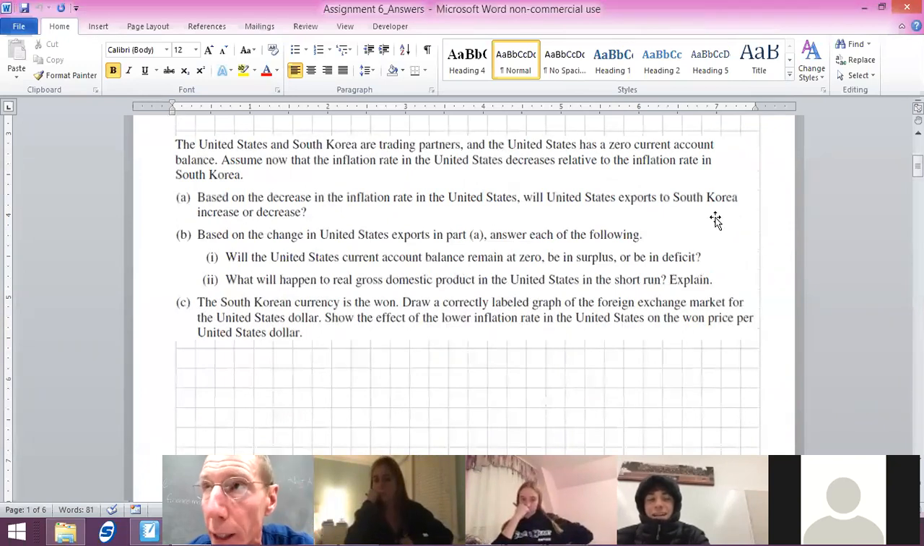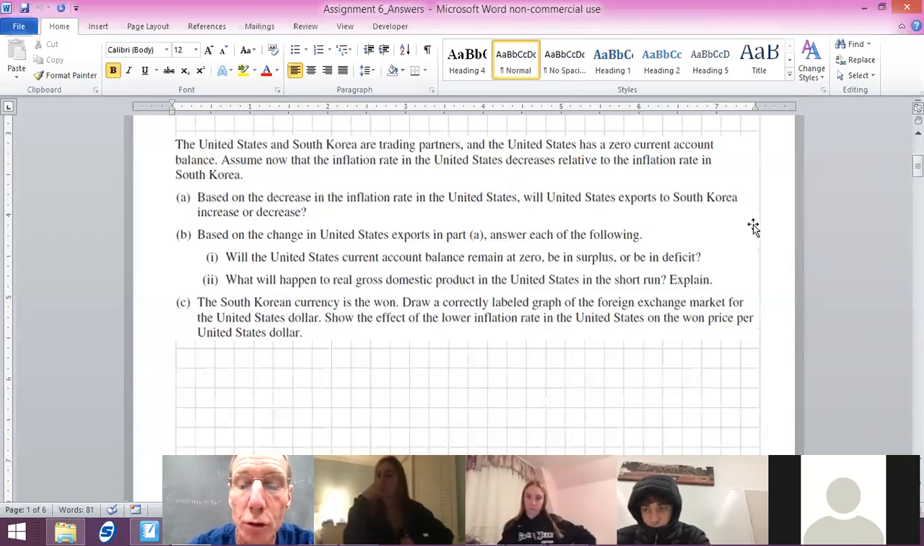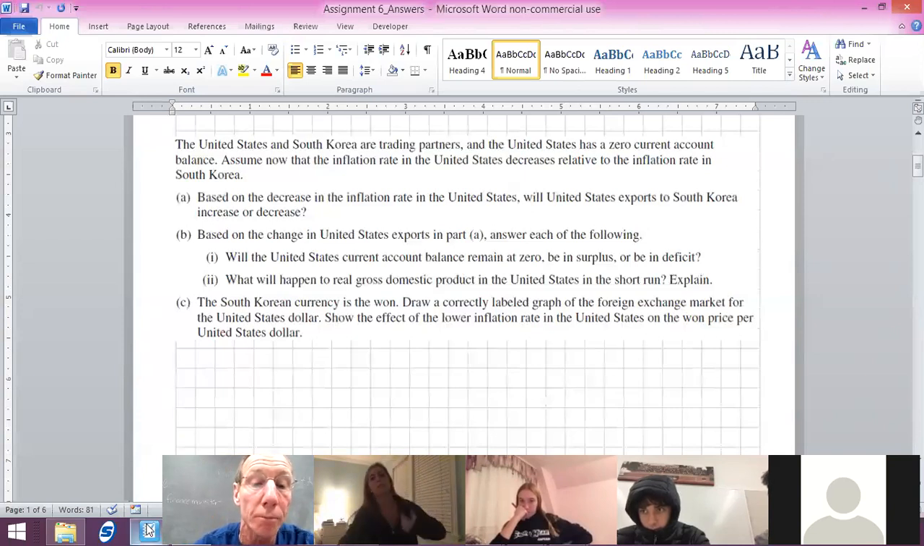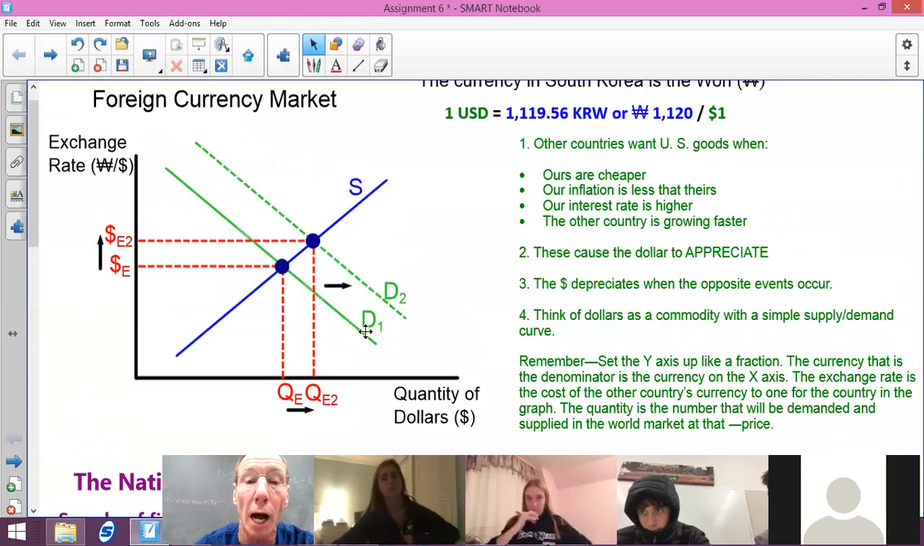Now this is really a key here. In order for South Korea to buy U.S. goods, theoretically, they first have to exchange wons for dollars. They have to buy dollars first. So if they're buying our goods, then their demand for dollars is going to go up. That's why we say that the demand for dollars in the foreign currency market shifts to the right, which means that our currency is going to be more expensive.